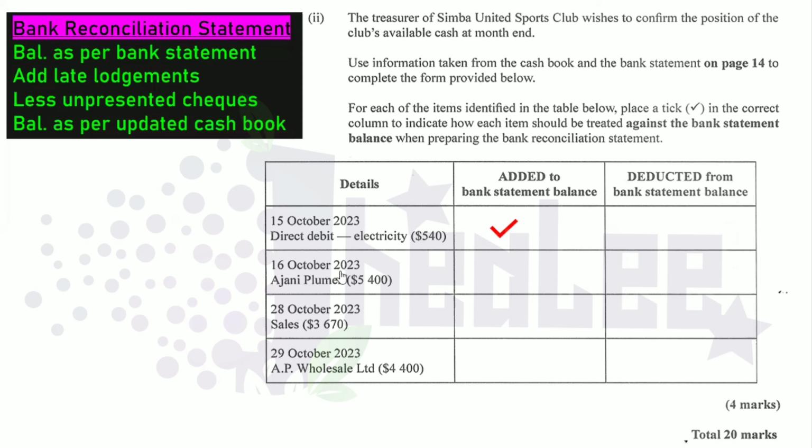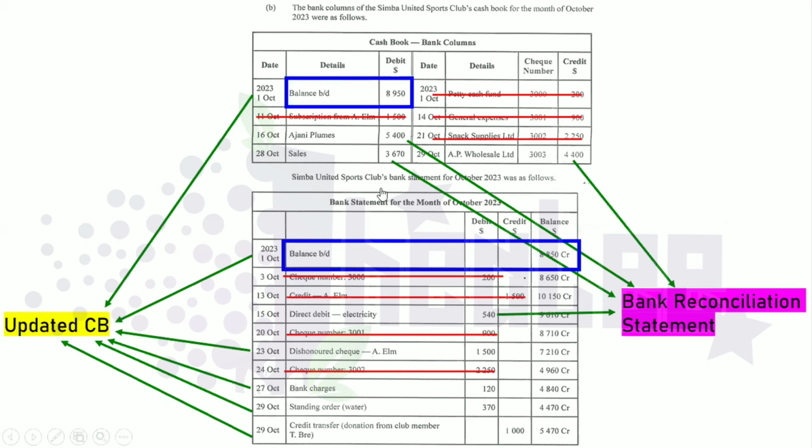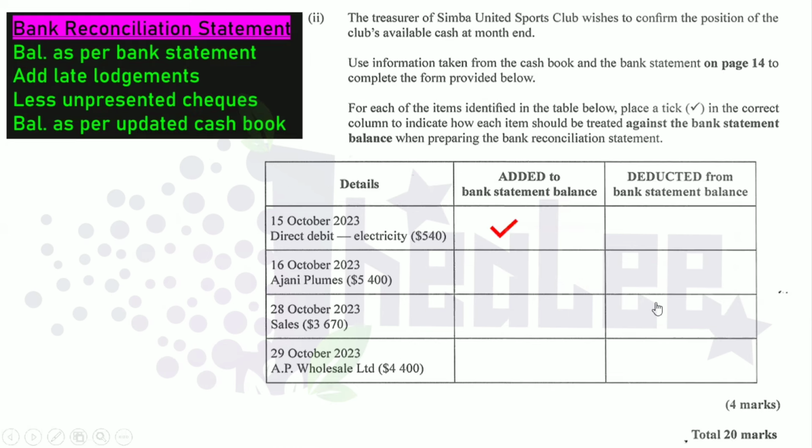The next thing is October 16, 2023, Ajani Plumes, $5,400. And we need to go back to the question to determine whether or not this is a late lodgement or an unpresented check. So again, that is the 16 Ajani Plumes. And we're seeing that it's on the debit side of the cash book, but not in the bank statement. So it therefore means that this is a late lodgement. So how do we treat the late lodgement in terms of adjusting our bank statement balance? Late lodgements should be added. So we are going to indicate that this should be added by putting the check mark under the column that says added to bank statement balance.